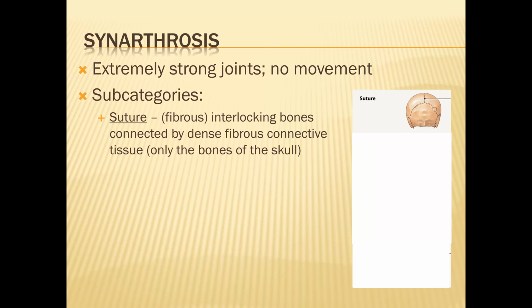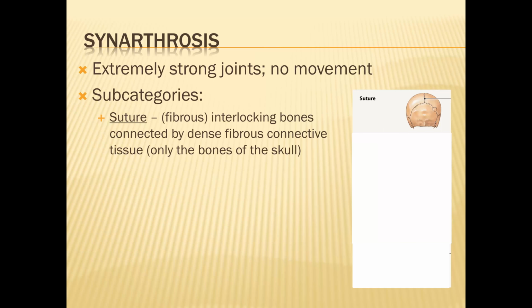looked at the cranial bones. A suture is a type of fibrous joint, and with a suture you have bones that interlock with each other and are connected by dense fibrous connective tissue, and you only find sutures in the bones of the skull. And you had to learn the names of 4 of the major cranial sutures back in chapter 7.